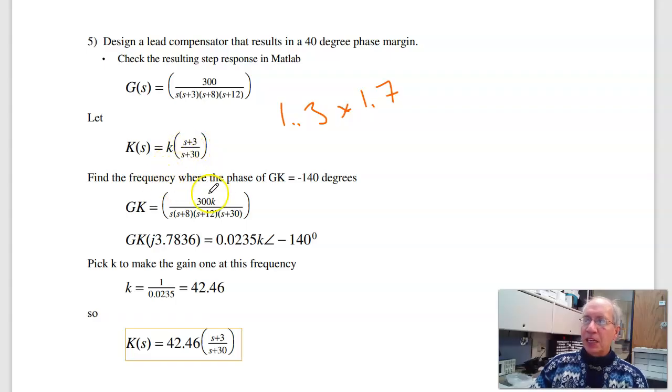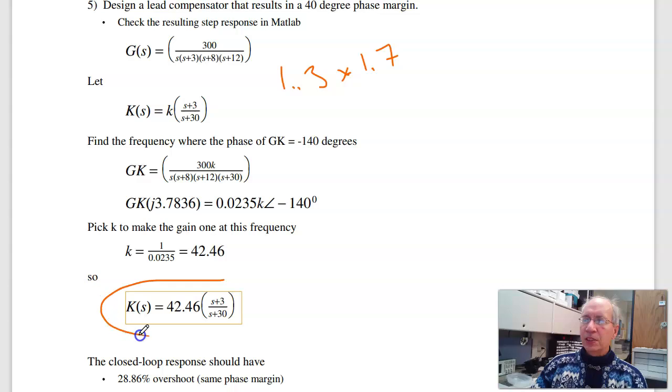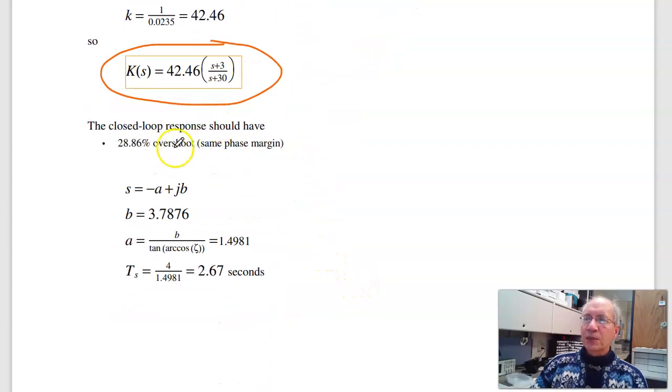Now here's G times K. Now find the frequency where the phase is minus 140. That's now 3.7 radians per second. Make the gain 1 there. K is 42. So there's K of S. The closed loop system should have the same overshoot. It's the same phase margin, meaning same zeta, meaning same overshoot.